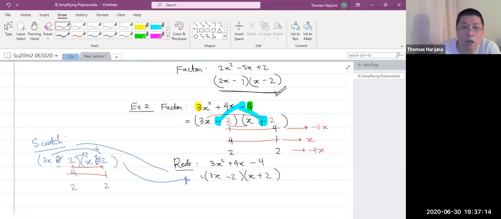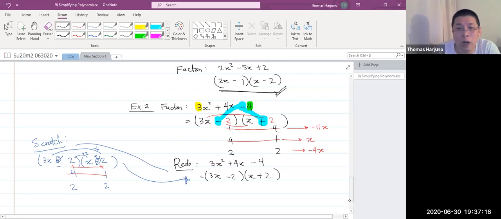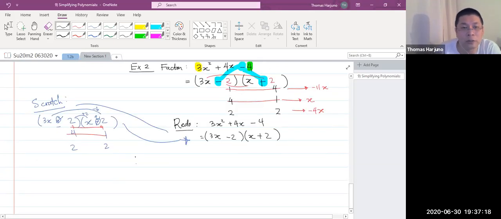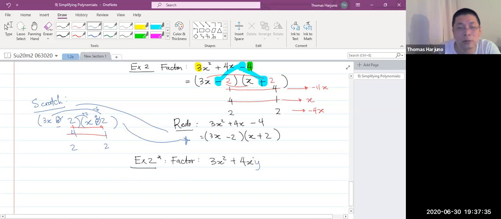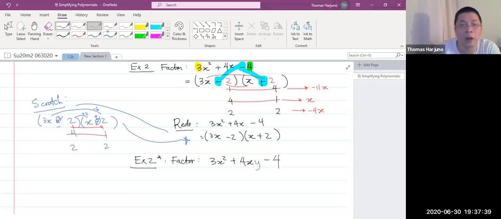Now from here, I would like you to realize one other thing. I call this variation. Call this example 2 with variation. Suppose I have this question, factor 3x squared plus 4xy minus 4y squared.